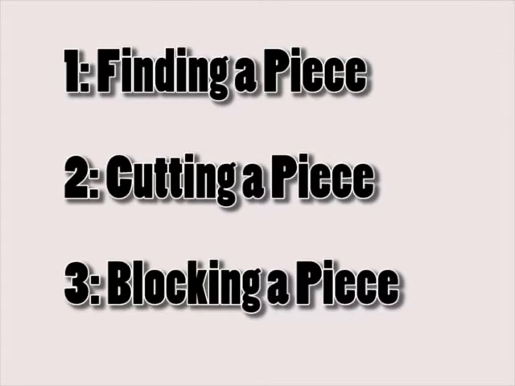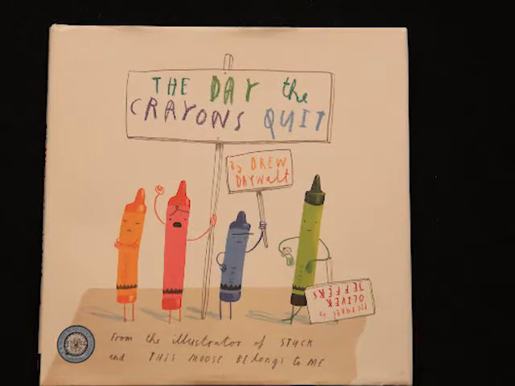After you find your piece, you need to move on to the second step of any good interp, which is cutting your piece. Now, cutting is essentially where you take the information you don't want and throw it away, and then combine all the information you want to portray in your script. Today I'm using The Day the Crowns Quit by Drew Daywalt, and we're going to be looking at the different ways we can cut this book.